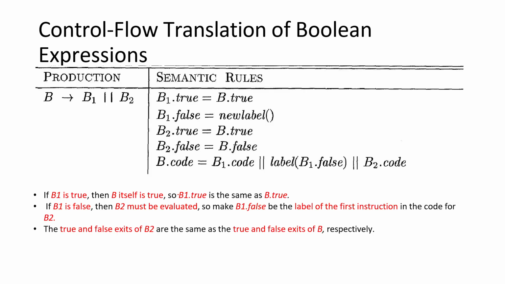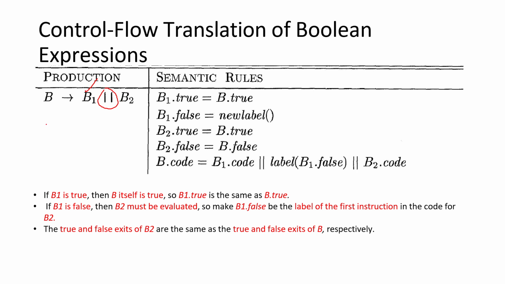Now we will discuss B → B1 or B2. What is our production? B points to B1 or B2. Whenever we have an OR statement, if the first condition is true, it means the entire expression is true.